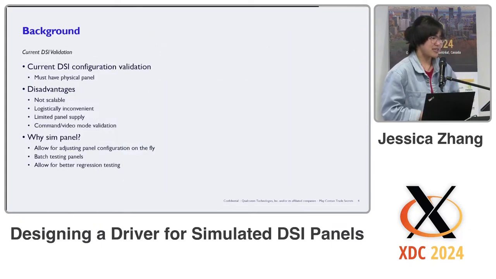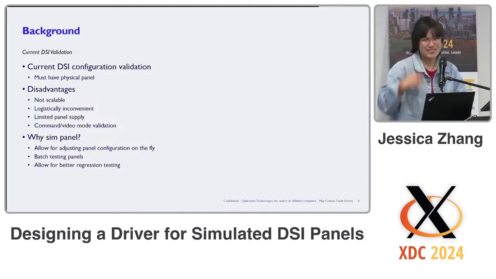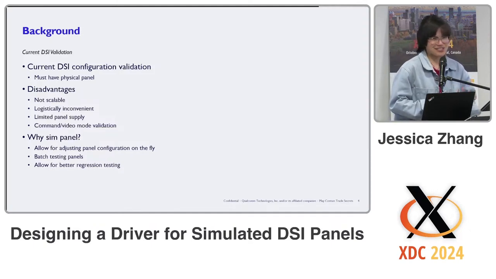So basically, right now, the way to validate various DSI host configurations is to actually have the physical panel with the configuration you want to test. There are a lot of disadvantages to this way of validation. It's not very scalable. It's also pretty logistically inconvenient, since it's really hard to have every single panel that represents every possible configuration for a DSI host. And also, on top of that, not all panels are readily available to the public. So it can be hard to test some specific configurations.